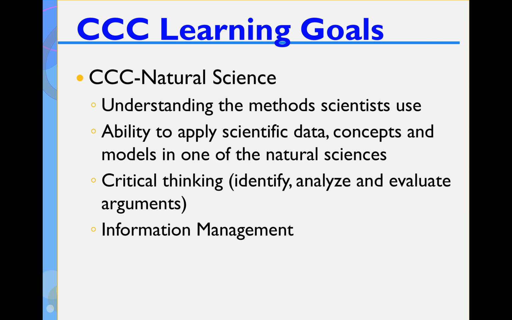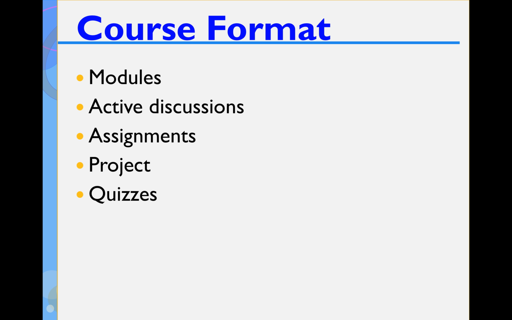And speaking of gen ed courses, this class fulfills a natural science credit. And in the natural sciences, the learning goals include understanding the methods scientists use, ability to apply scientific data, concepts, and models in one of the natural sciences, critical thinking, and information management. So that's all of the sort of required learning goals that we are aiming for in CSIT 120.